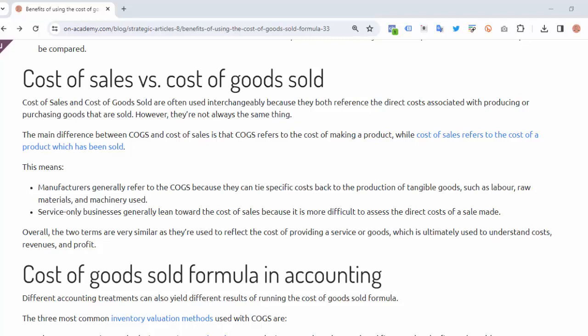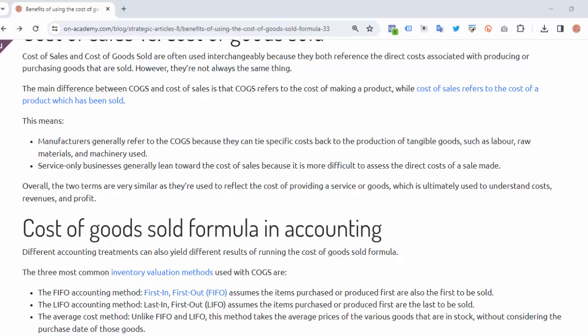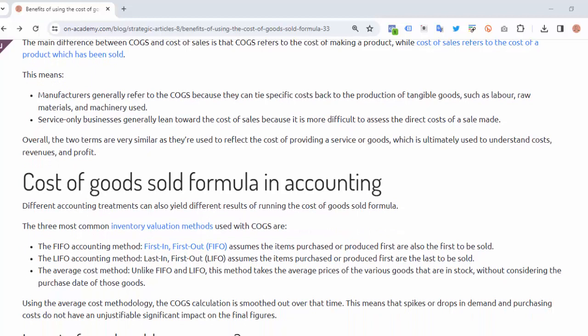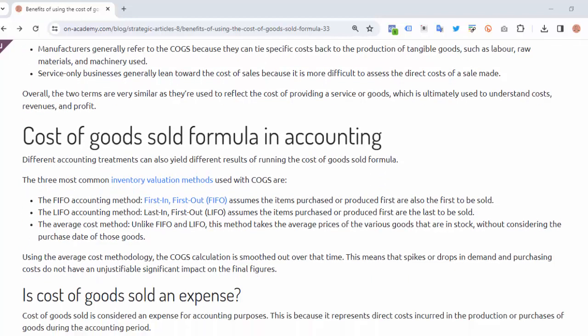Cost of goods sold formula. In accounting, different accounting treatments can also yield different results of running the cost of goods sold formula. The 3 most common inventory valuation methods used with COGS: First in, first out, or FIFO, assumes the items purchased or produced first are also the first to be sold. Last in, first out, LIFO, assumes the items purchased or produced first are the last to be sold.